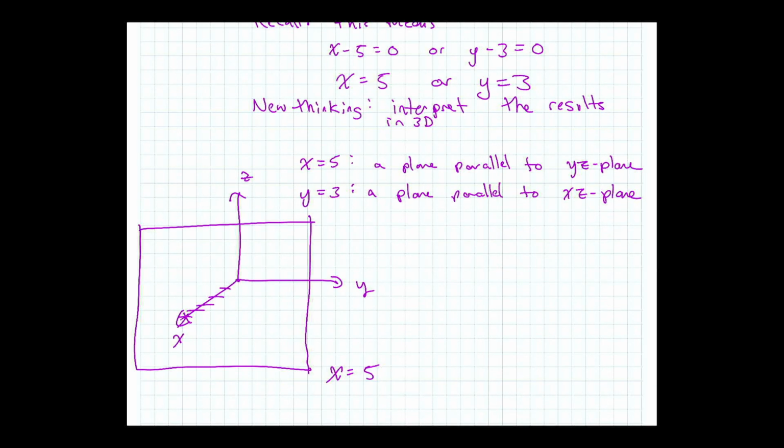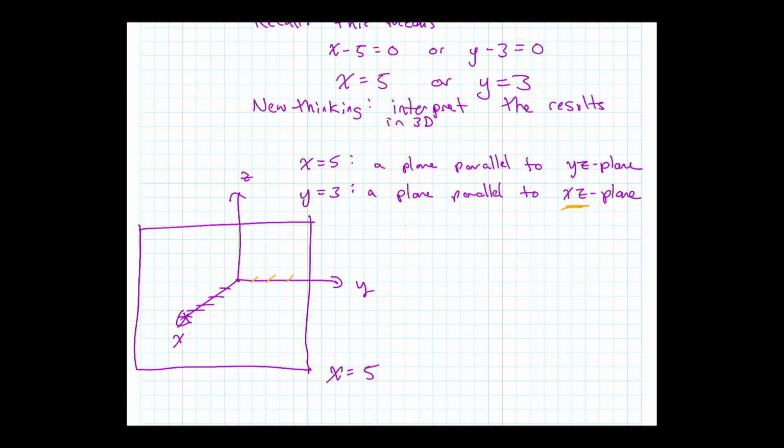And then you've got another plane, y equals 3. Well, y is on this axis, so you come out to y equals 3. 1, 2, 3. And you get a plane that's parallel to the xz plane. The xz plane is this one. So you basically take this kind of shape and then move it over to the right, and that's how you'll get it.